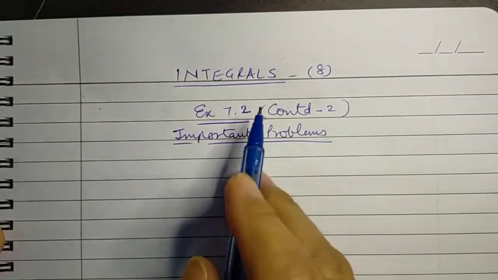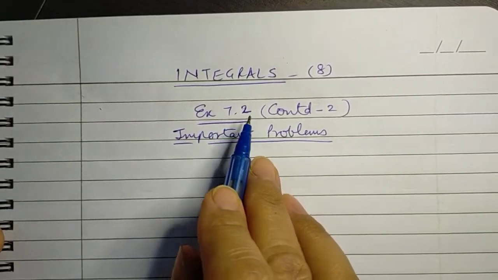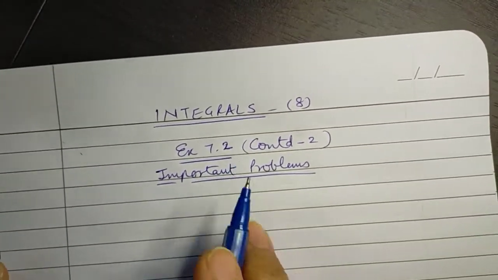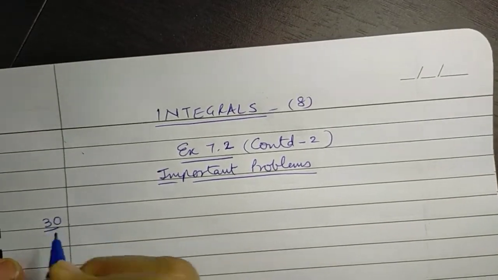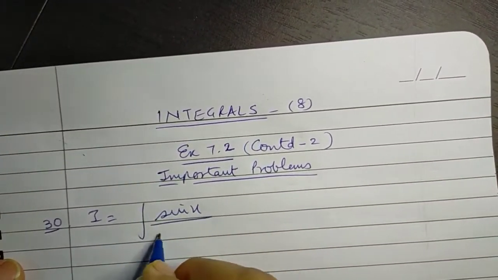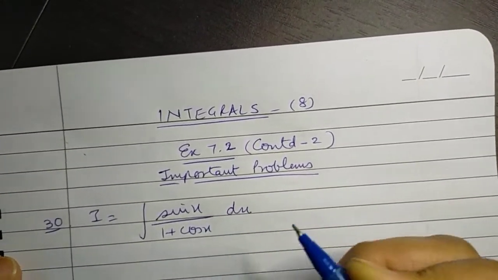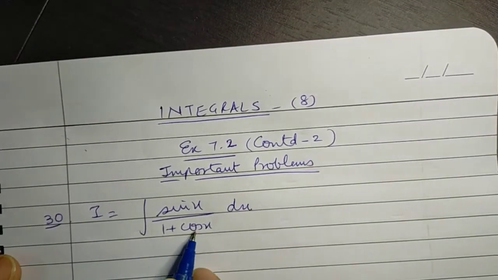Good morning. Today we'll be taking some very important problems of exercise 7.2. Now let's start with question number 30. It says that we have to find the integral of sin x over 1 plus cos x dx. It's a very simple straightforward question.